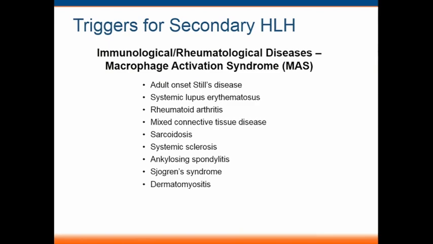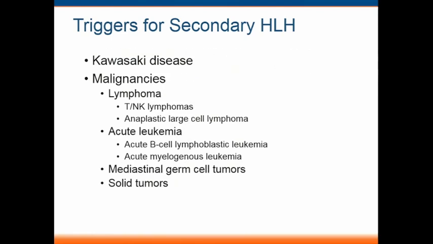So we'll see this in adult onset Still's disease, SLE, rheumatoid arthritis, mixed connective tissue disorder, sarcoidosis, systemic sclerosis, ankylosing spondylitis, Sjogren's syndrome, and even in dermatomyositis. It can also be seen in Kawasaki disease, and I think closer to those patients that I see, it can be seen in malignancies, particularly NK and T cell lymphomas and anaplastic large cell lymphomas, which I've seen about a dozen cases of HLH in patients with these two types of lymphomas.